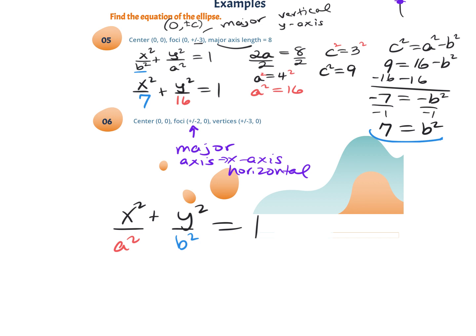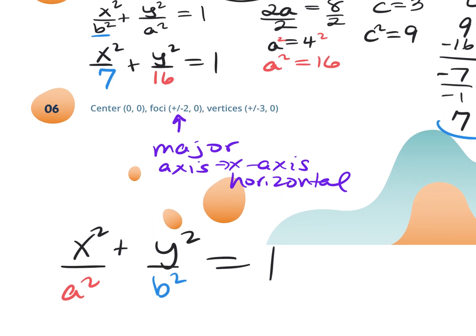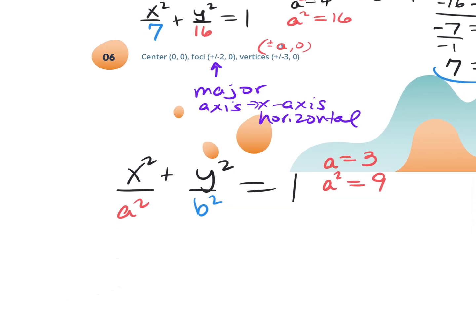So now, again, you can either give yourself a visual or remember that when the center is at 0, 0, this number here is your a value. This is plus or minus a, comma 0. So if a equals 3, then a squared equals 9. And I can fill that in.